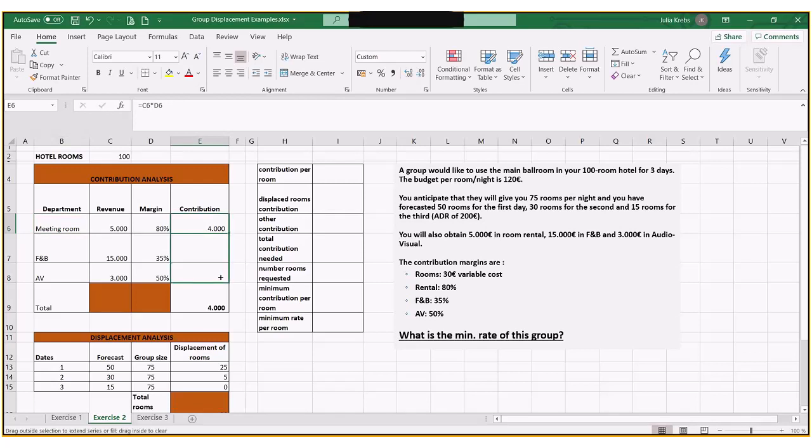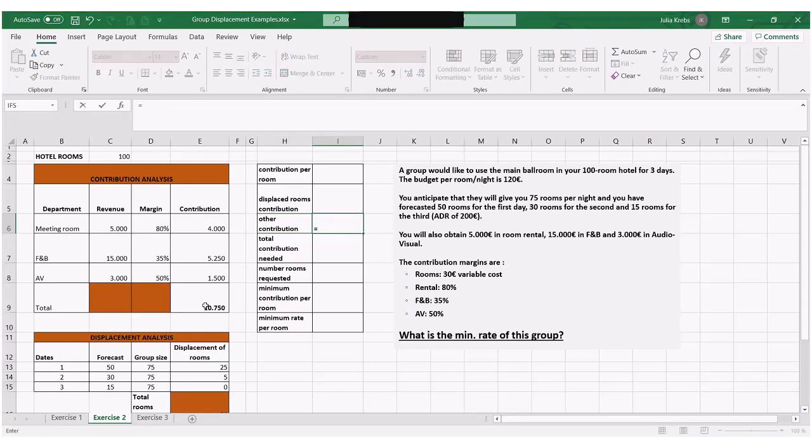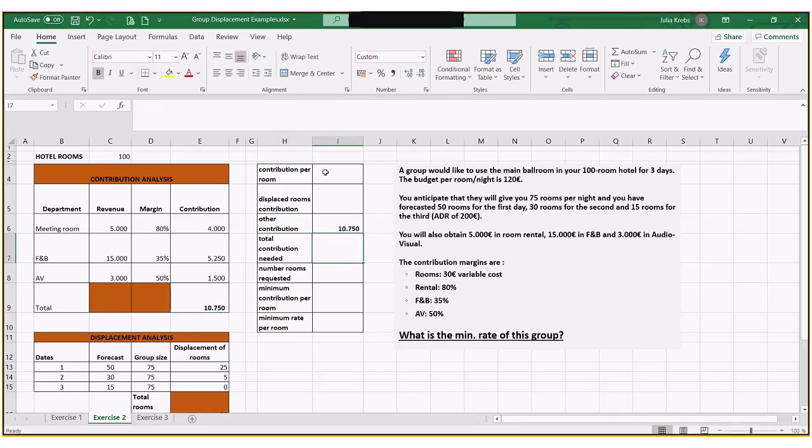Now, if you like to drag down the formula, you can see here F&B 15,000 times 35. We are actually then gaining 5,250. Not too bad. And meeting room rental is 50, so obviously 3,000 divided by 2, 1,500. In total, the group is bringing us additional revenue, apart from the rooms, of 10,750. That's very important because we need to consider this here now in one moment. So if you like, you can already fill in that cell right now.